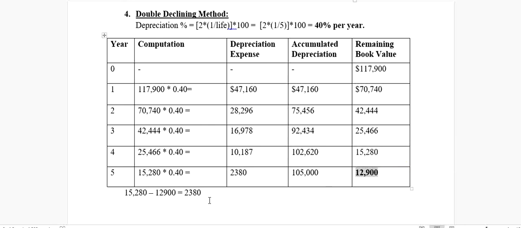So this is how we do it in the double declining method. If the remaining book value at the end of the last year goes lesser than the salvage value, then this is the way you treat it, the last year adjustment.